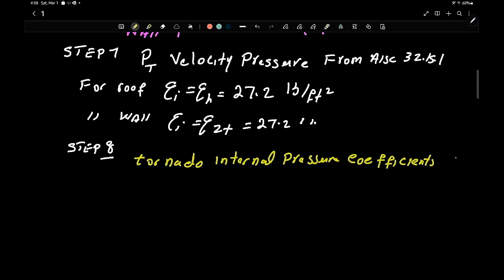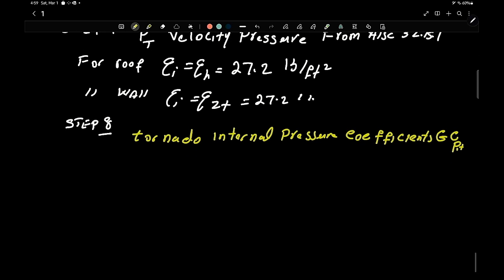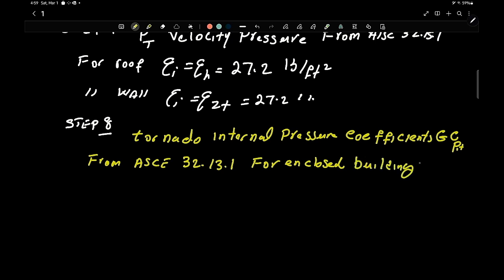And that's basically GC, PT, PIT, whatever they call it. PIT. We saw that in a formula on 32.15.1. Okay, and then that's from ASCE, from table 32.13.1, and for enclosed building, which our building is, GCPIT equals plus 0.55 and minus 0.18.